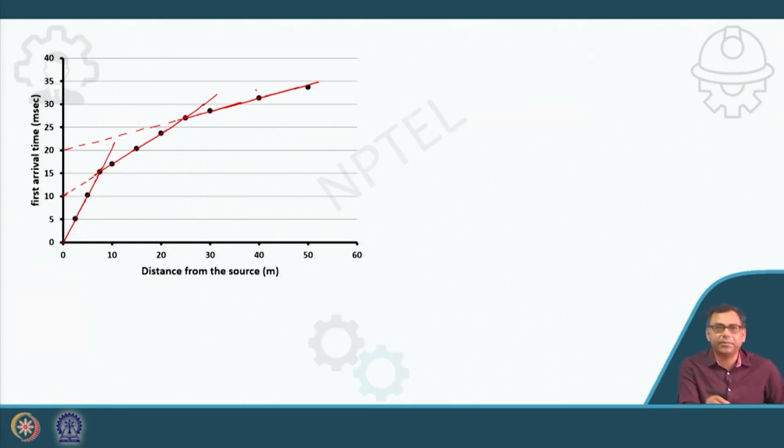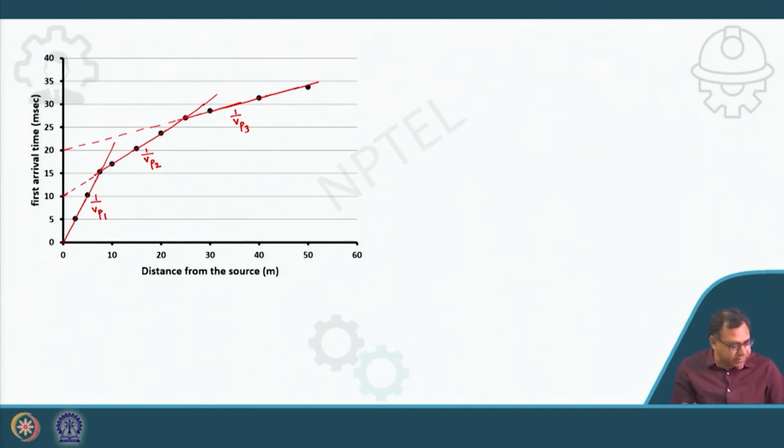These are the data I have plotted, and you can see 3 different slopes can easily be identified. Now, here the first one will give me 1 by VP1, the second one will give me 1 by VP2, and the third one will give me 1 by VP3. I will get the slope, and that will give me 1 by VP1. So, from there I will get VP1.